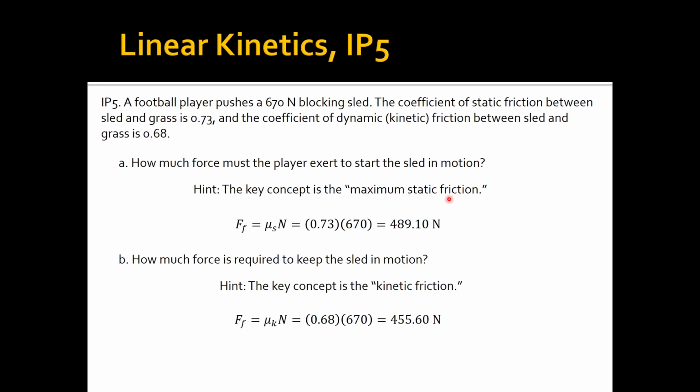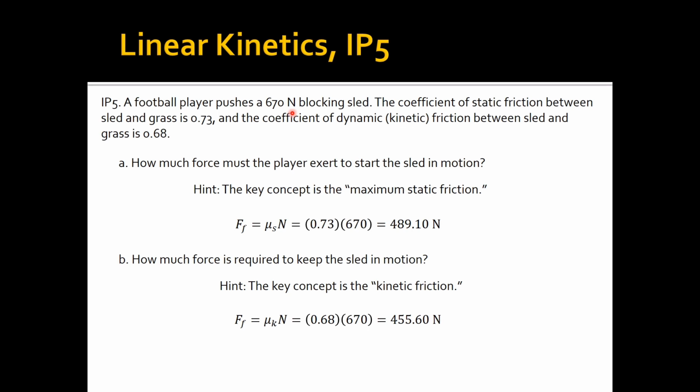So let's calculate the maximum static friction first. The mu for maximum static friction should be coming from here: static friction 0.73 times the normal reaction force. You can get this from the weight of the sled here.